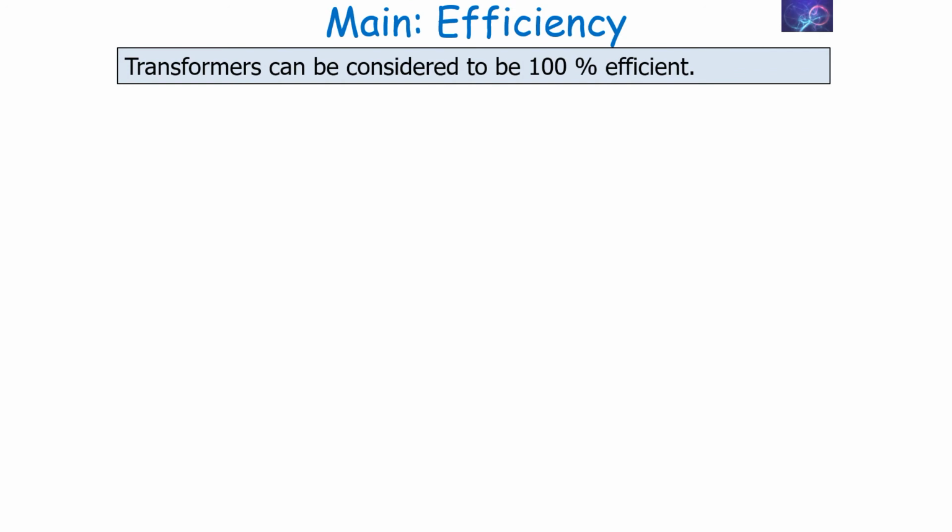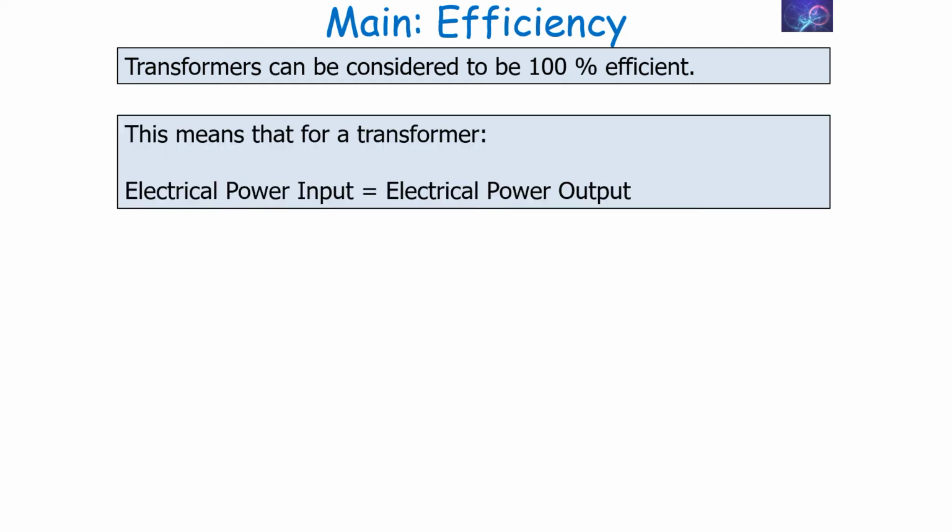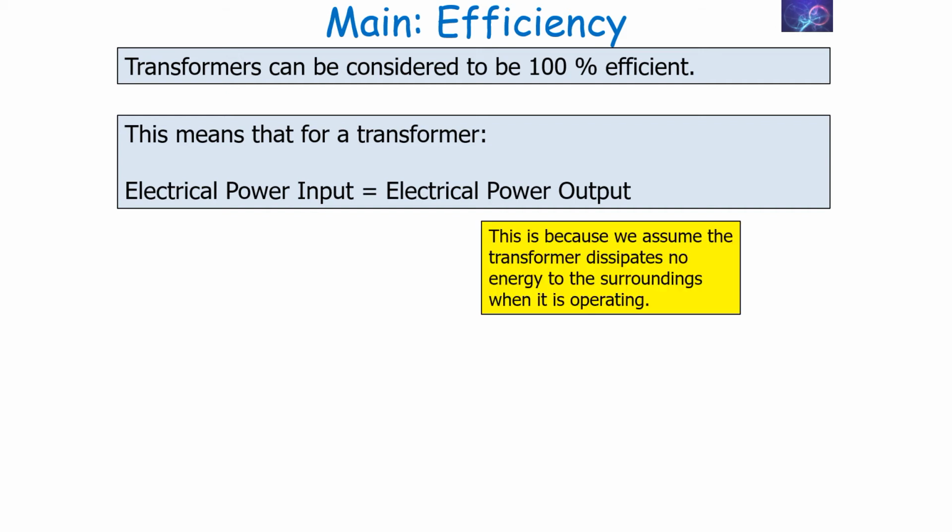Now the other thing you've got to be aware of for transformers is that transformers can be considered to be 100% efficient. This means that for a transformer, the electrical power input is equal to the electrical power output. Now this is because we assume the transformer dissipates no energy to the surroundings when it is operating.